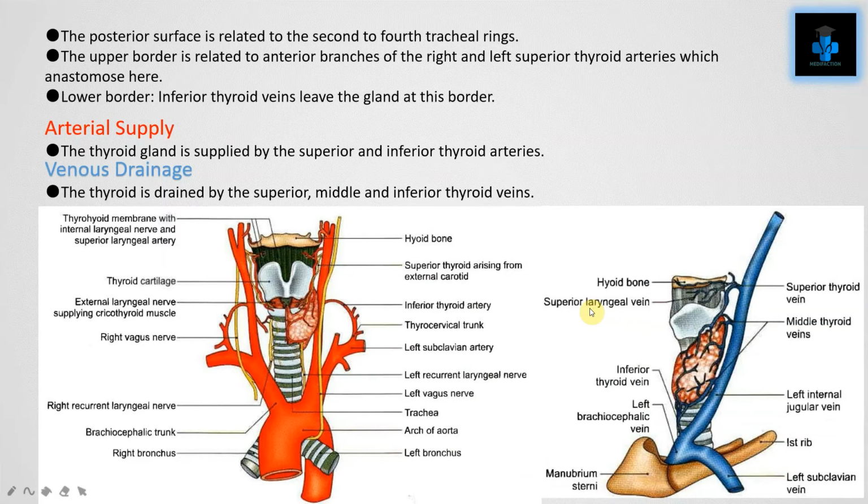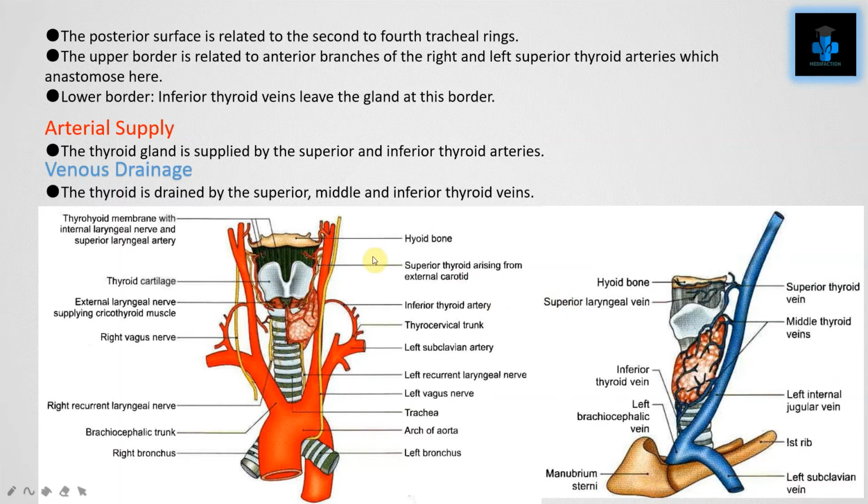The posterior surface is related to the second to fourth tracheal rings. The upper border is related to anterior branches of the right and left superior thyroid arteries which anastomose here. Lower border. Inferior thyroid veins leave the gland at this border.